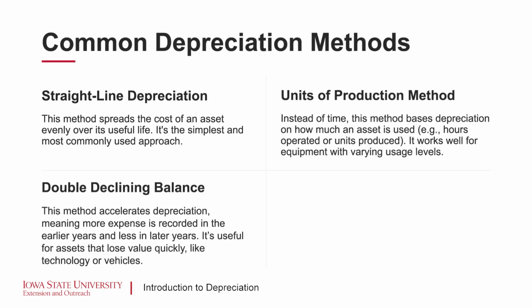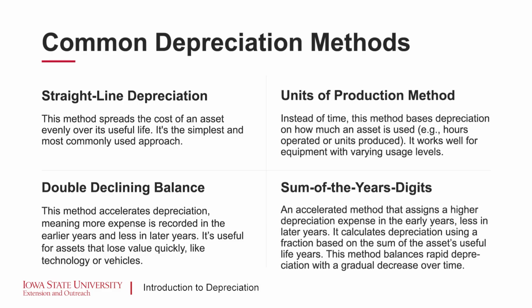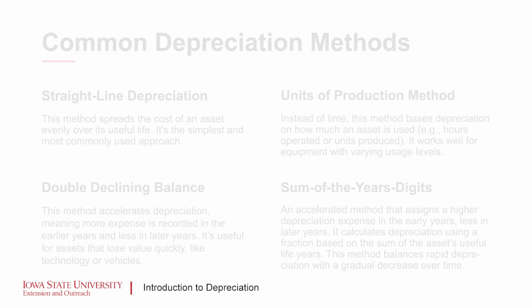The double declining balance method accelerates depreciation, recording more expense in the early years. This is useful for things like vehicles or technology that lose value quickly. Fourth, the sum of the year's digits method is another accelerated method. It calculates depreciation using a formula that assigns more expense early on and less over time, balancing speed with structure. There are other ways to calculate depreciation as well, but they are not explained during this PowerPoint.